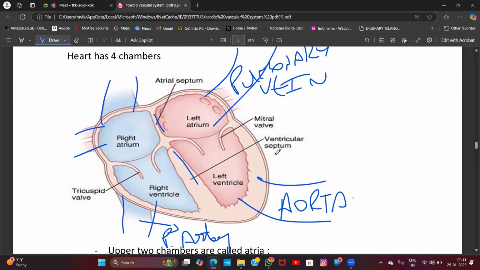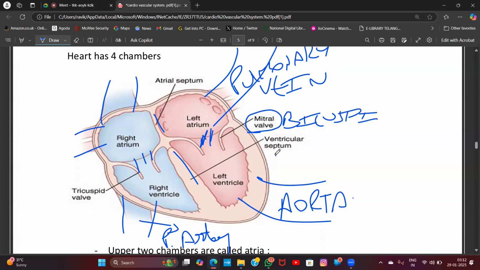What are the heart valves? The valve with three cuspids between the right atrium and right ventricle is called the tricuspid valve. Between the left atrium and left ventricle there is a valve with two cuspids, called the bicuspid valve, also called the mitral valve.